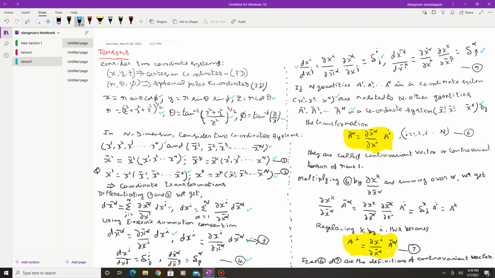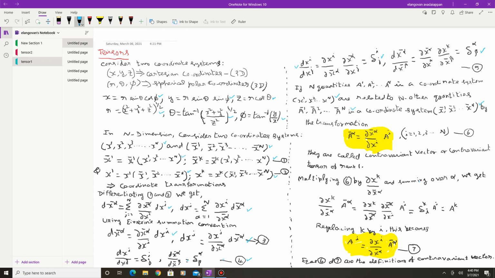Another n quantities a1 bar through an bar are the n quantities in the barred system. Now let us find the transformation relation between these two sets of quantities, in the unbarred system as well as the barred system, and this is expressed by a alpha bar. So this is one of the components in the barred system.